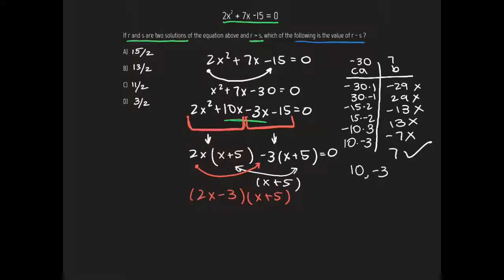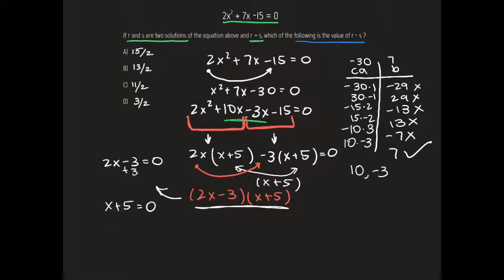This is our factored down form. Now we have to find the individual values of our two x solutions. So we have to set both of these factored equations equal to 0. So now we have 2x minus 3 is equal to 0, and x plus 5 equals 0. Now let's just solve for x.